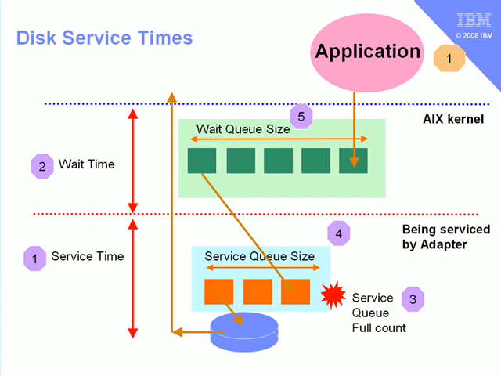So we have two queues here and two sizes of how large these queues are. We keep this service queue full count when we actually hit the top of the service queue, and from these two things we can calculate how long a request is taking, either service time, that's being serviced by the adapter, or wait time, it's waiting in the AIX kernel for the adapter to take the request.